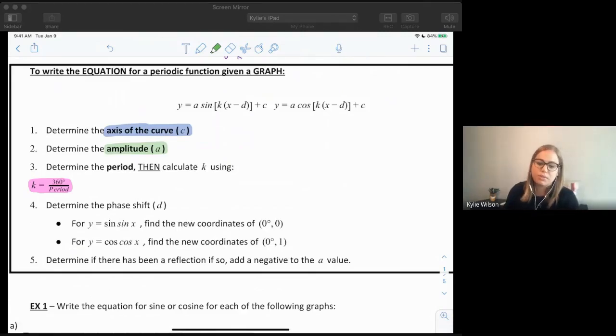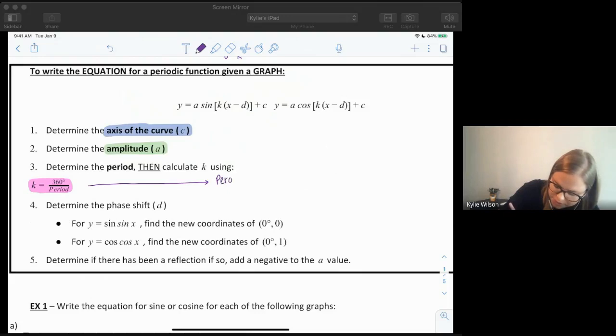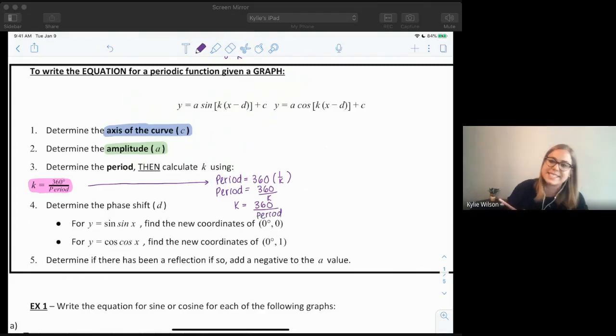Then for the period. Up until this point, we were writing the equation a little bit differently, but K is just 360 over our period, which is what Ethan was talking about earlier. Basically, this is just the equation I was using rearranged. So I had the period equals 360 times 1 over k. Then we'll have period equals 360 over k. Move the k over and divide by the period. So we end up getting the exact same thing.